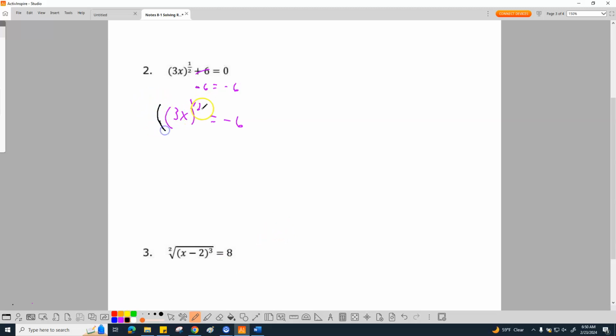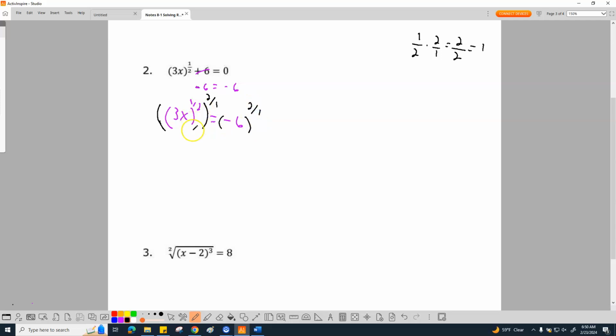I'm going to raise this entire thing to the reciprocal. What is the reciprocal? You flip the fraction upside down. So in this case, it'll be 2 over 1. And now we know that's technically just raising it to the power of 2, but that's fine. And I can prove it to you. If I said 1/2 times 2 over 1, that ends up being 2 over 2, which reduces down to 1. But what's the rule here? If I do something on one side, I must do it to the entire other side.